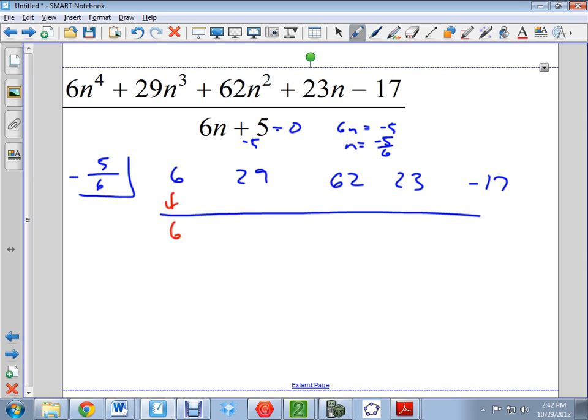We want to bring down the 6 right there, and we'd say -5/6 times 6 is going to be -5. Combine our terms, 29 and -5 make 24. Now we'd say -5/6 times 24, and that's going to give me -20. And whenever I combine those, it's going to be 42. Then we're going to take 5/6 times 42.